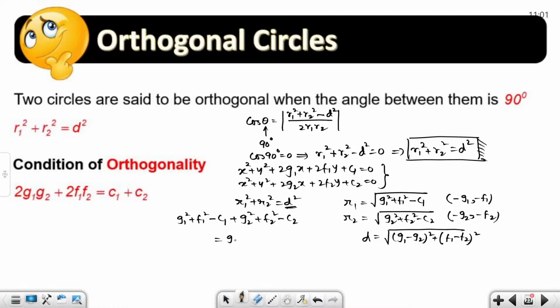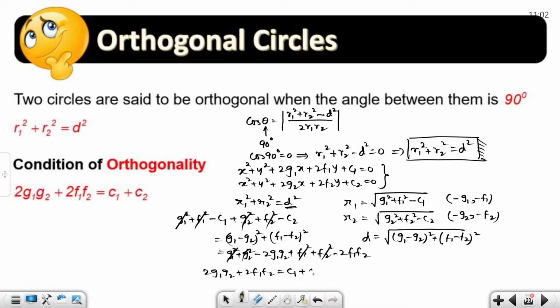So D square will give us what? g1 minus g2 whole square plus f1 minus f2 whole square. So now let me open the brackets. g1 square plus g2 square minus 2 g1 g2 plus f1 square plus f2 square minus 2 f1 f2. Am I correct? So g1 square, g1 square, g2 square, g2 square, then again f1 square, f2 square, all go off. So we are left with 2 g1 g2 plus 2 f1 f2, that gives us only c1 plus c2.